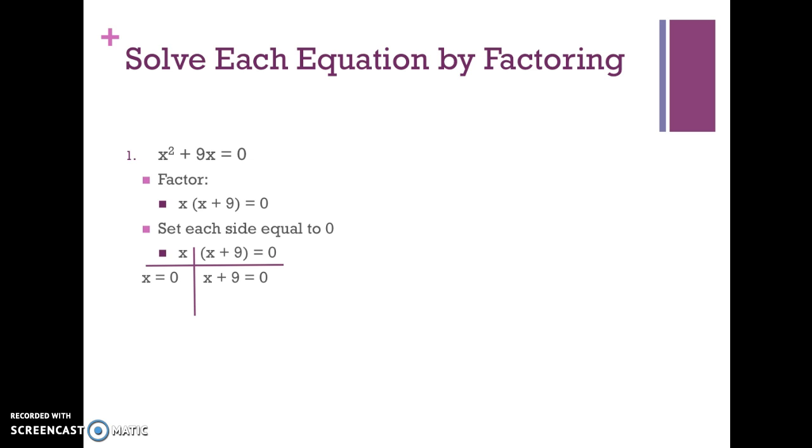Now we have x plus 9 equals 0. So what I'm going to do is try and solve for x. I'm going to subtract 9 from both sides and get x equals negative 9. So my solution set is x equals negative 9 and 0.